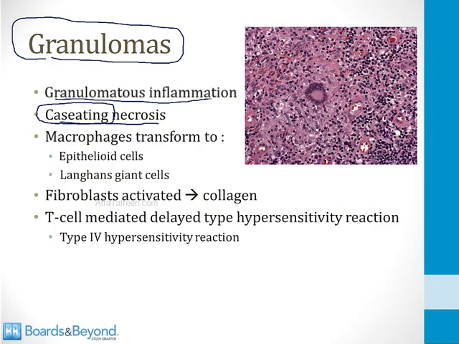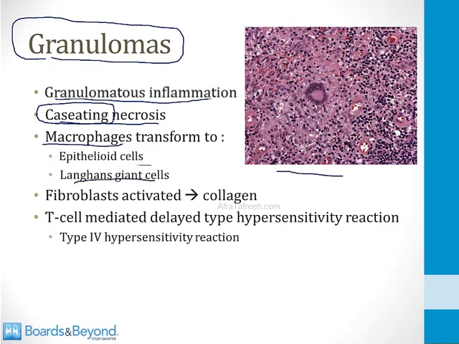Caseating granulomatous inflammation is what happens in tuberculosis. Non-caseating granulomatous inflammation is what happens in sarcoid. Another very high-yield thing to remember about granulomatous inflammation is that it involves macrophages. They get called in by the immune system and they transform into cells called epithelioid cells, which are large cells that look like epithelial cells, hence their name. And they also transform into giant cells.